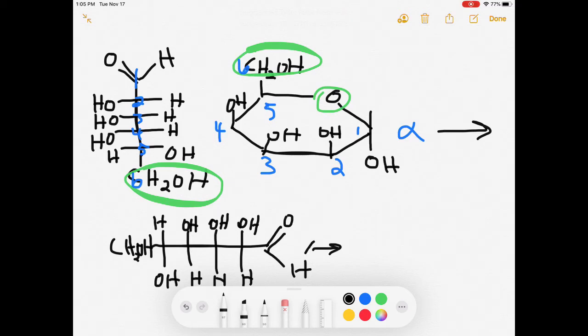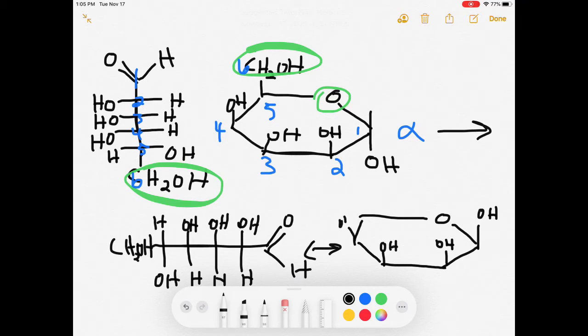Okay, and then it goes to the beta anomer. So we're going to redraw that. Here we need the beta to go up, and then all the other OHs are the same. Okay, so that would be the beta. So alpha on the top, and then it opens up to the chain, and then goes back into the beta anomer.